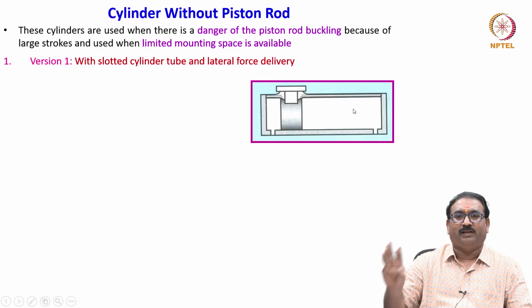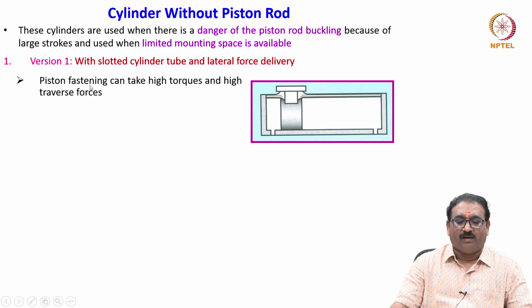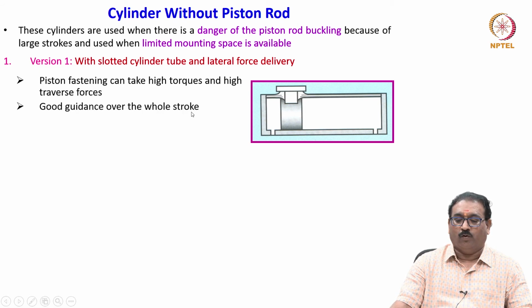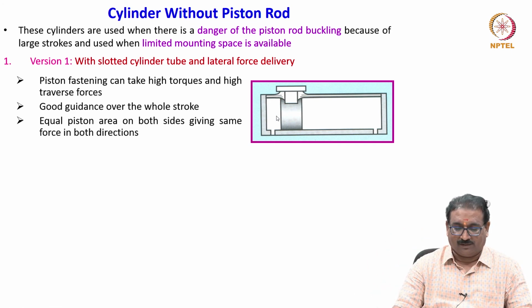There are different versions, 3 main versions. I will show you here, no piston rod here. You will see version 1 is with a slotted cylinder tube and a lateral force delivery. Piston fastening can take high torques and high transverse forces, with good guidance over the whole stroke, and equal piston area on both sides giving the same force in both directions. Here the inlet, outlet, it is a cylinder barrel. Here you will see the area over which the fluid acts is the same on both sides. That is why it gives the same force in both directions.